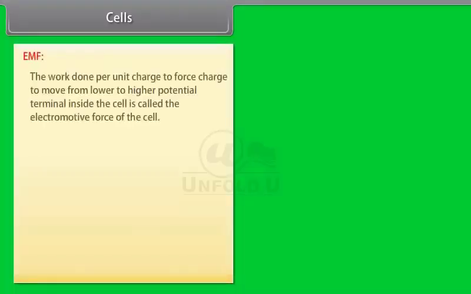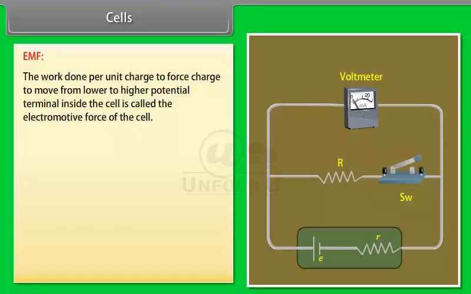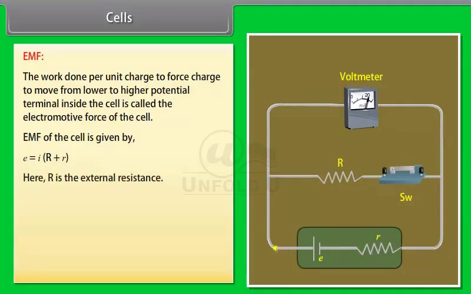EMF. The work done per unit charge to force charge to move from lower to higher potential terminal inside the cell is called the electromotive force of the cell. EMF of the cell is given by E = I(R + r). Here capital R is the external resistance, small r is the internal resistance, and I is the current in the circuit.